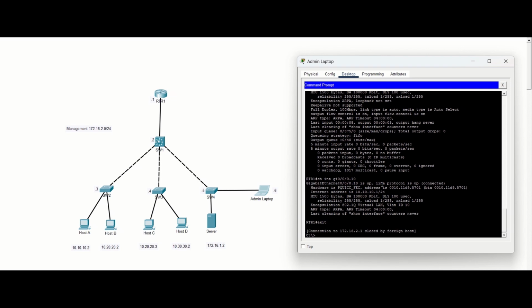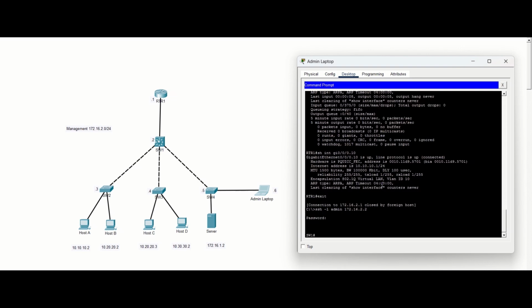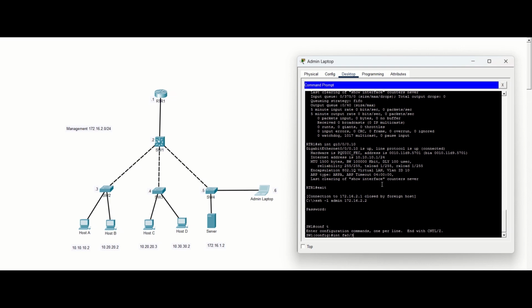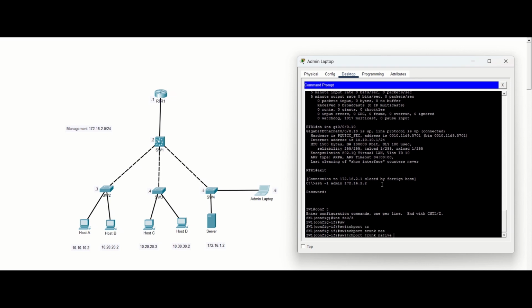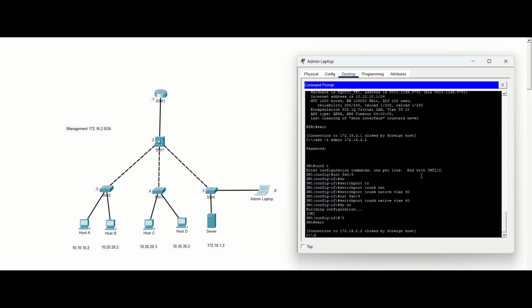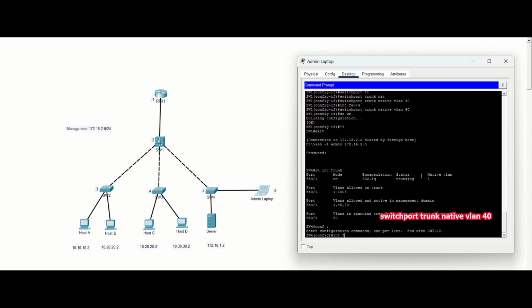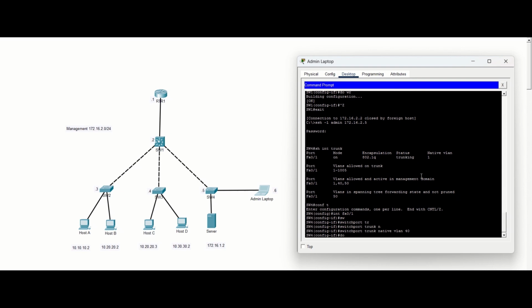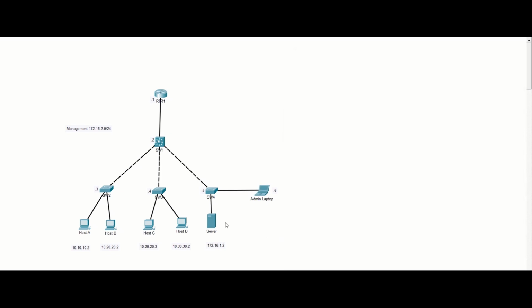Let's change the native VLAN to 40 on switch 1's interfaces towards router 1 and switch 4, as well as on switch 4's interface towards switch 1. Native VLANs must match on both ends. The command is switchport trunk native vlan 40. Once finished, return to the server and ping the gateway.